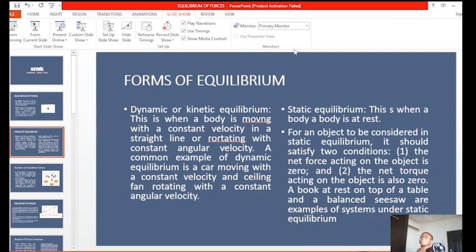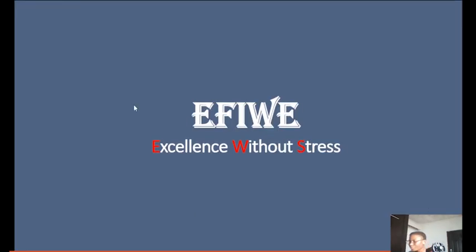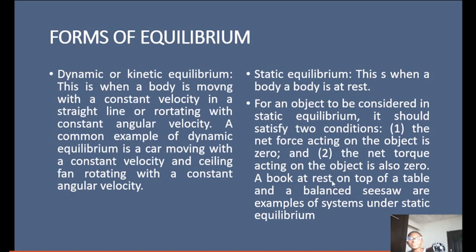Then we have the static equilibrium. This is where a body is at rest. For an object to be considered to be in static equilibrium, it should satisfy these two conditions. One, the net force acting on the object is zero. And two, the net torque acting on the object is also zero. A book at rest on top of a table and a balanced seesaw are examples of systems under static equilibrium.